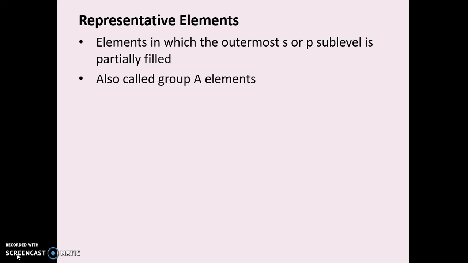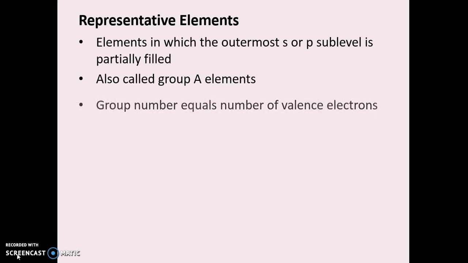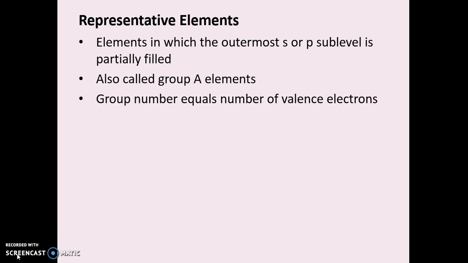Representative elements are also called your group A elements. So you'll see them typically noted with the Roman numeral A. So group Roman numeral 1A, Roman numeral 2A, 3A, 4A, 5A. Those are all your representative elements. The group number is going to equal how many valence electrons it has. So valence, how many electrons are on the outside, outermost shell.